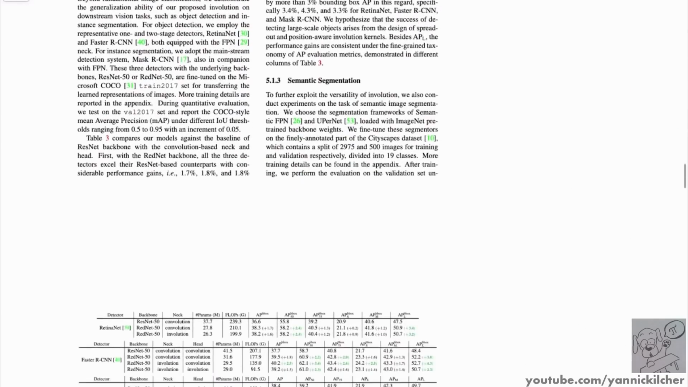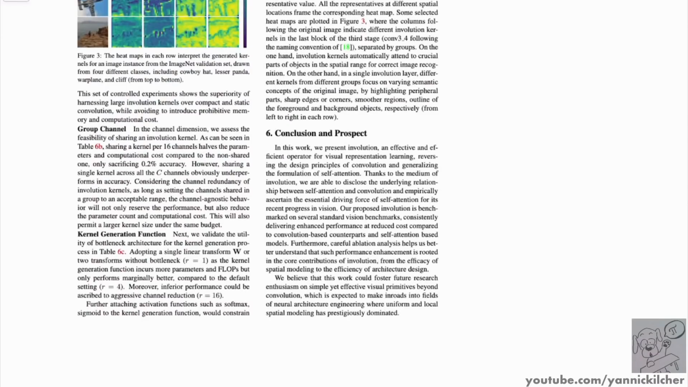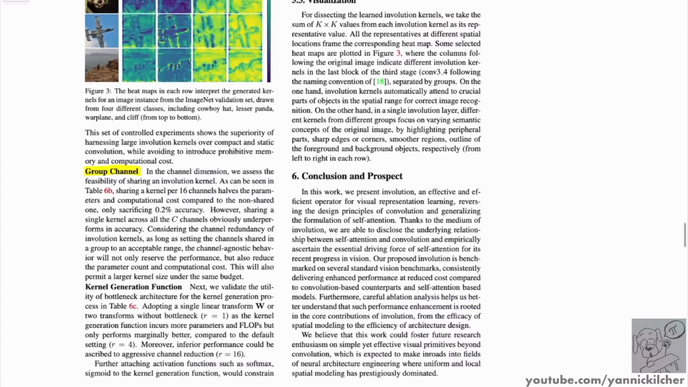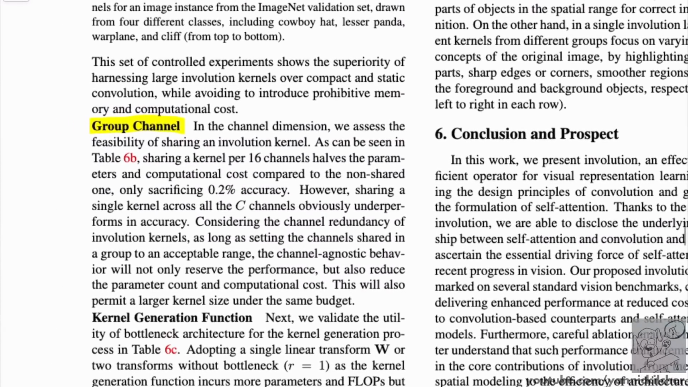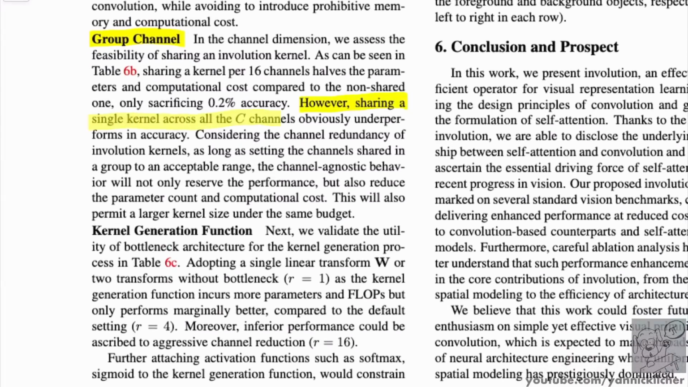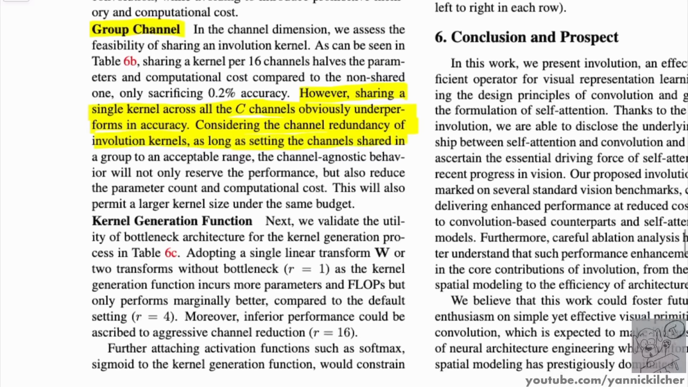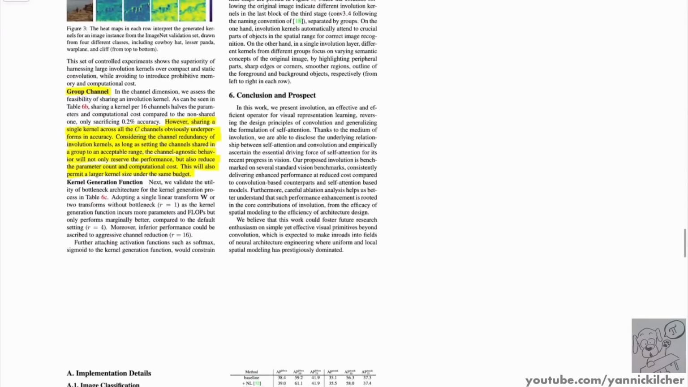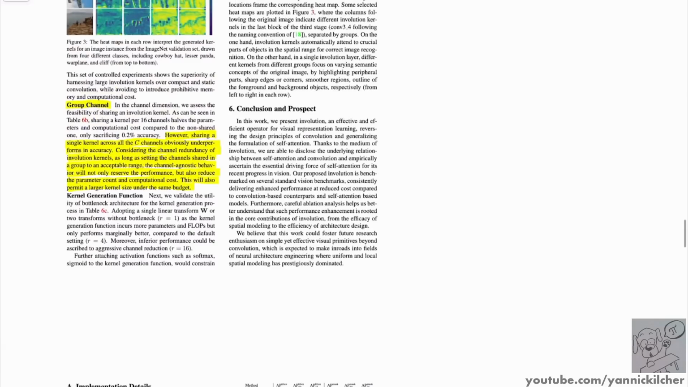Also, if you try to only use parts of it, it would be interesting to see if we still do convolution, but we do this weight sharing scheme, this broadcasting scheme. And yeah, they also have a notion of grouping in the channels, as the attention mechanism has. So here they say: However, sharing a single kernel across all channels obviously underperforms in accuracy. Considering channel redundancy of involution kernels, as long as setting the channels shared in a group to an acceptable range, channel agnostic behavior will not only preserve the performance, but also reduce the parameter count and computational cost. This will also permit the larger kernel size under the same budget. So it's the same reasoning as people introducing groups or different heads in multi-head attention.